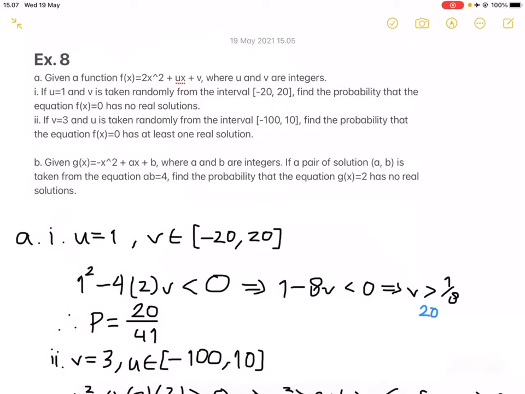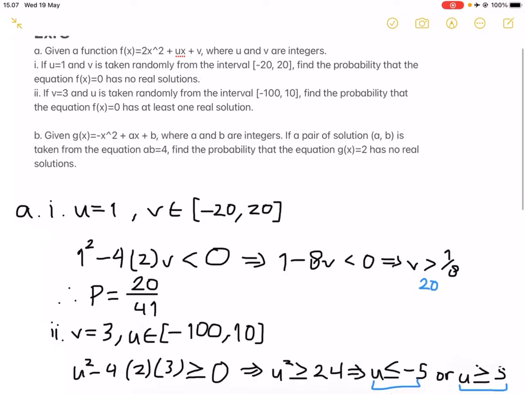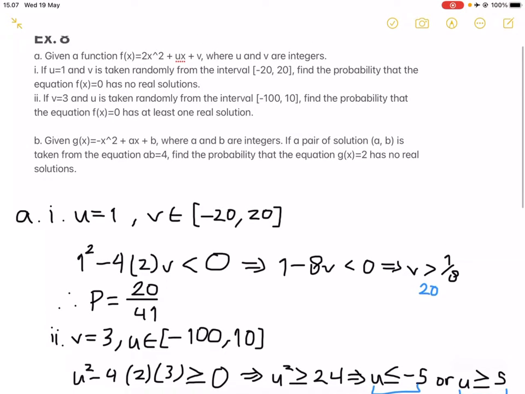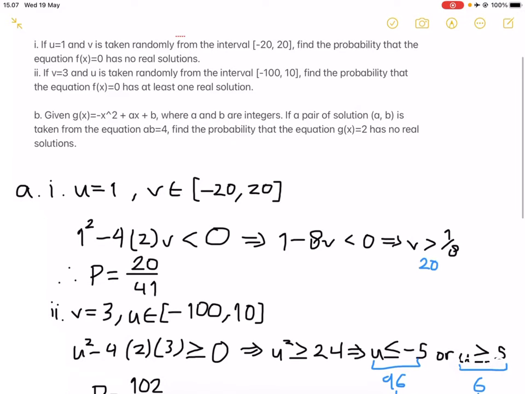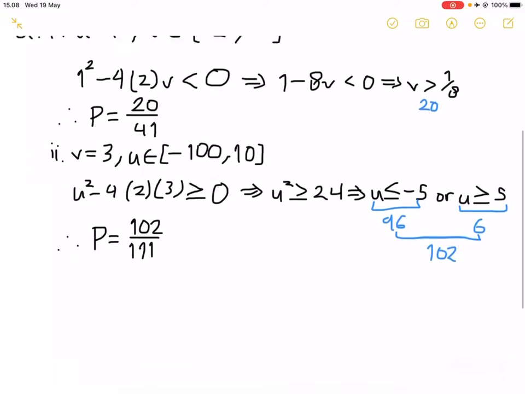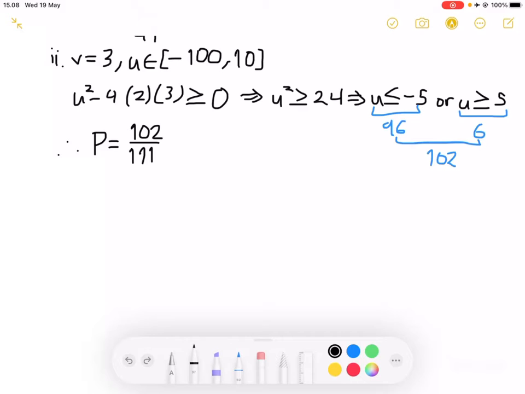Alright, for part B, given g of x equals -x squared plus ax plus b. This is another quadratic where a and b are integers. If a pair of solutions (a, b) is taken from the equation a times b equals 4, find the probability that the equation g of x equals 2 has no real solutions. And I just want to point out that the solution taken from ab equals 4 doesn't necessarily have to be always positive. It could be negative as well. Alright, so let's solve this.